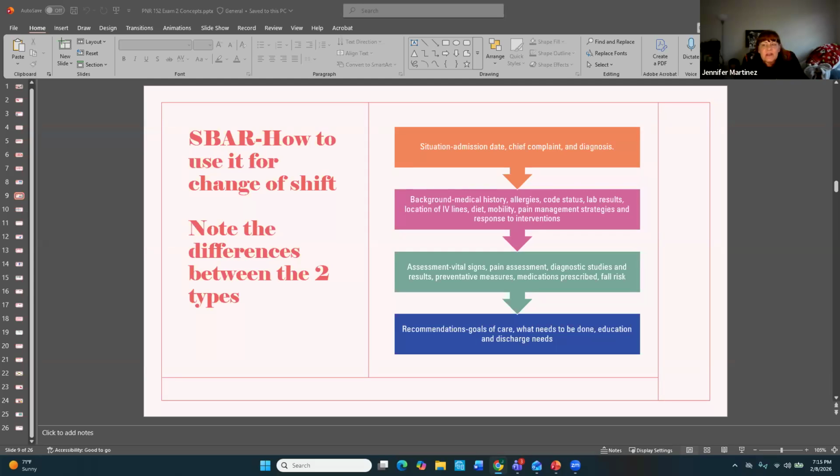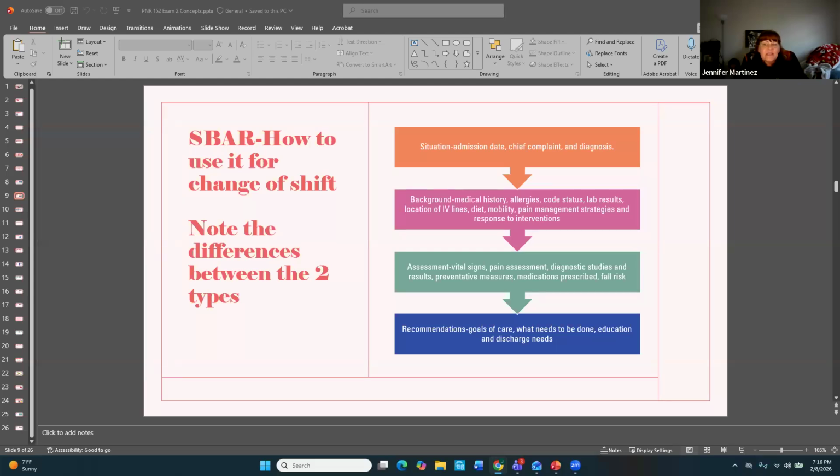Assessment would be the relevant information. So your vital signs, your pain assessment, your diagnostic studies and results, any preventative measures, like if they're a fall risk, their medications, and if they need any other therapeutic or preventative measures like turning and repositioning, that kind of thing.